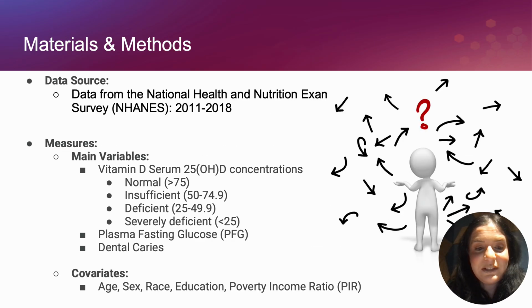So our methods and materials included our data source, which was the NHANES 2011 to 2018 set, and our measures include our main variables, which was vitamin D and its different levels being normal, insufficient, deficient, or severely deficient, fasting plasma glucose, and dental caries. Covariates included age, sex, race, education, and poverty income ratio.